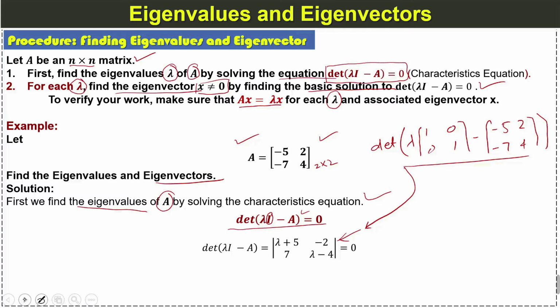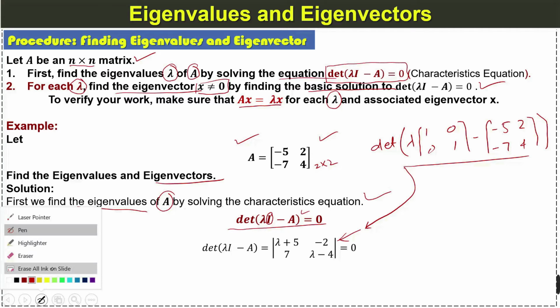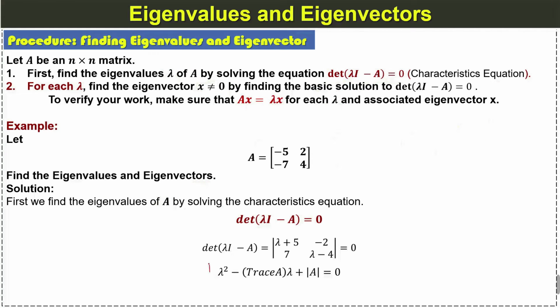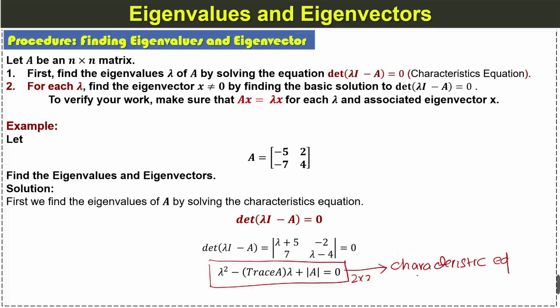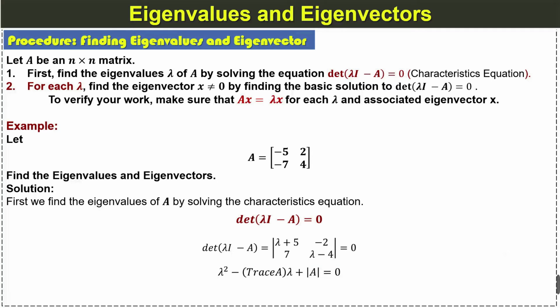Next we have a characteristic equation. This is the shortcut trick for a 2 cross 2 matrix to find the eigenvalues. This is also the characteristic equation for a 2 cross 2 matrix. How does this come? I will show you how this comes.